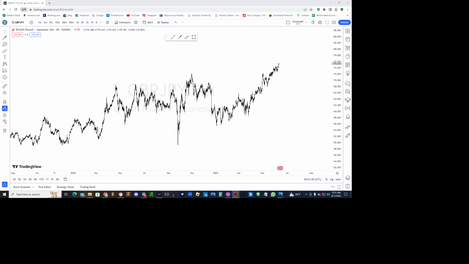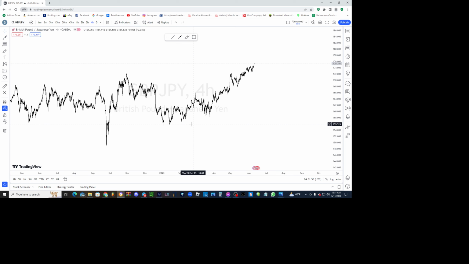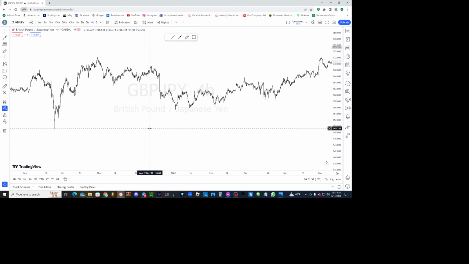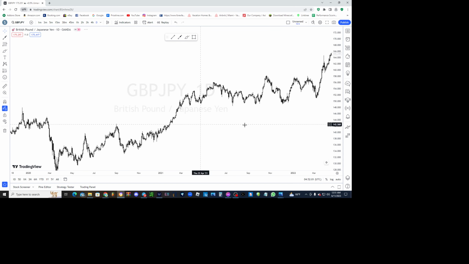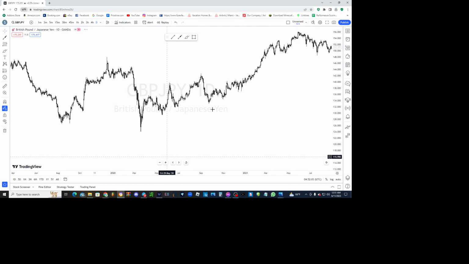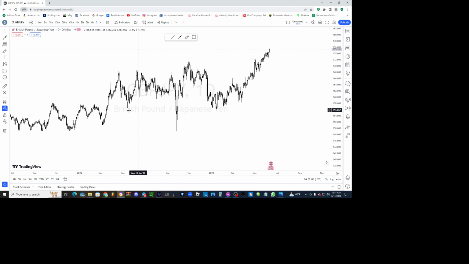One thing you want to be cognizant of is the fact that you want to look at price from a larger order flow perspective. This is a 4-hour chart, right? Let me just zoom in a little bit. Let's go on a daily for a minute. Where's the daily chart at? There it is.